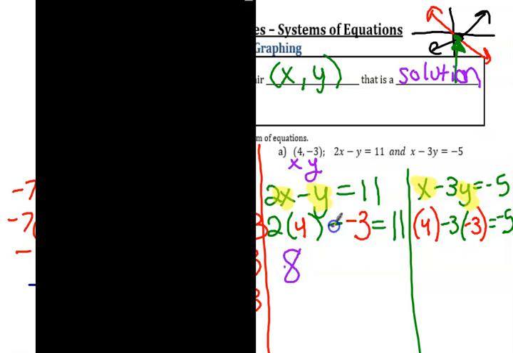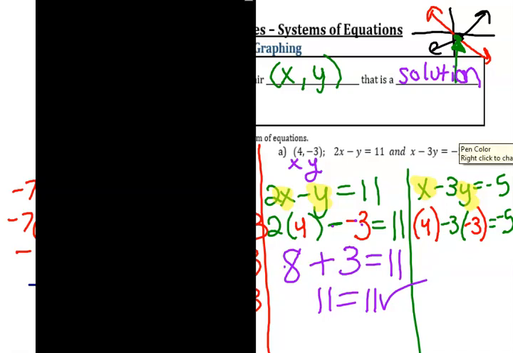So 8 minus a negative 3, well, I think that's a positive. Yes. 8 plus 3, 8, 9, 10, 11. Awesome. 11 equals 11. All right, now let's try this next one. 4, and then what's negative 3 times the negative 3? Well, that is a 9. That is a positive 9.